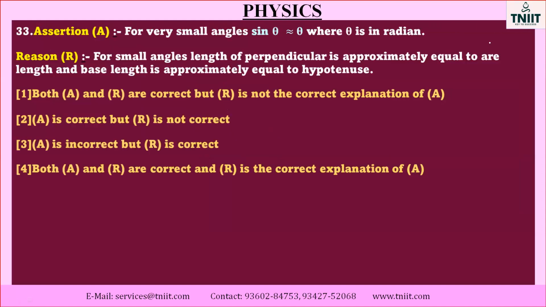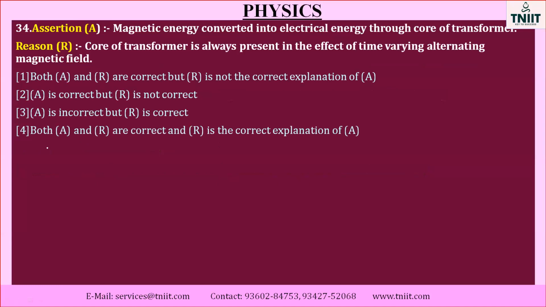For very small angles, sin theta is approximately theta, correct? For a small angle, the perpendicular is approximately equal to the length of the base. So this is the reason why we are taking it like this. So both assertion A and reason R are correct, and R is the correct explanation for that. It's a concept-based question. Magnetic energy is converted into electrical energy, correct? A transformer always works in the presence of a time varying alternating magnetic field. Correct. Here also option 4 is the right answer, and the reason is the correct explanation for the assertion.